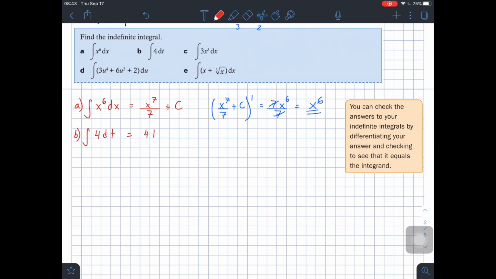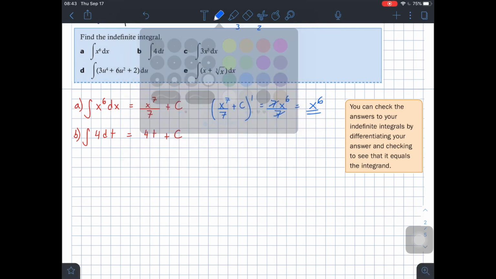Because we had t to the power of 0. So if we increase the power of 0 plus 1, we're going to get t to the power of 1. And then we need to divide this by 1, but there's no need to show that, right? 4t divided by 1 is the same as saying 4t. So this is 4t plus c.